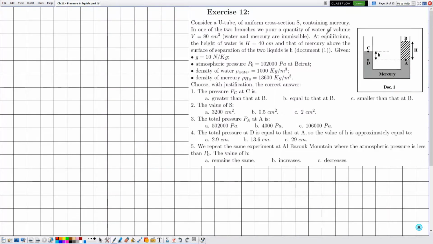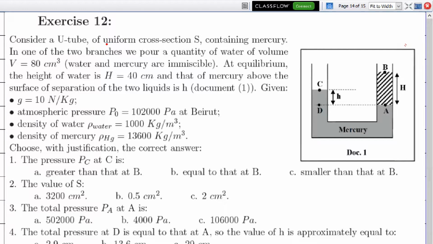So exercise number 12. Consider a U-tube of uniform cross-section S. By uniform it means the same. Here the cross-section S stands for the area. So what is meant by the same cross-section? Notice that the U-tube has two branches. Let's say that this is branch 1 and this is branch 2. Both of them have a surface area. This is the surface area S1 and this is the surface area S2 of branch 2. In this case it is of uniform cross-section, so both surface areas are given by S and they are equal.